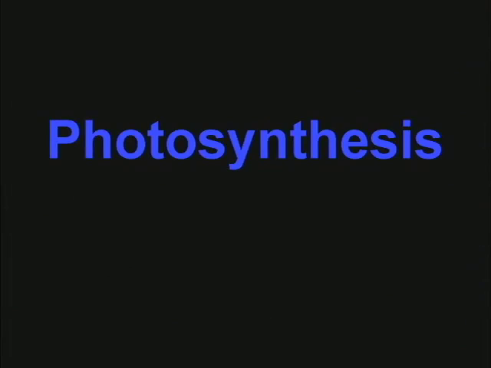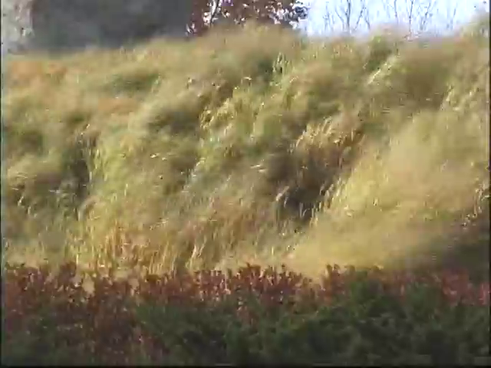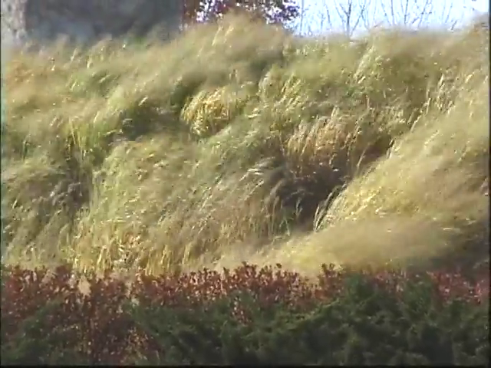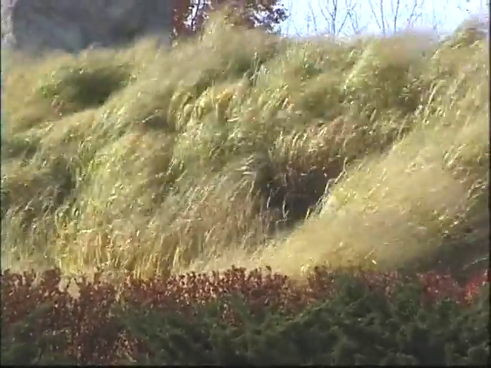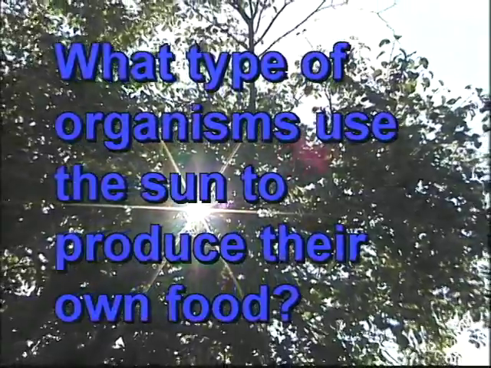Now, let's take a look at how a special type of cell obtains the energy it needs for metabolism from the sun. Some living things, called producers, have the ability to trap the energy of the sun to create food. You decide. What type of organisms use the sun to produce their own food?